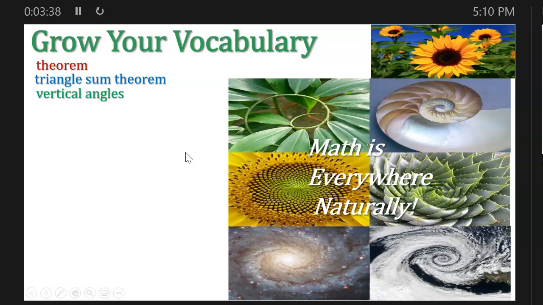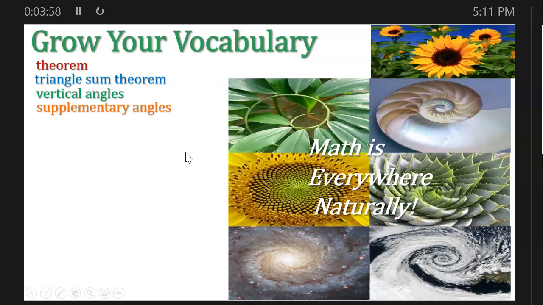Vertical angles are those angles that are across from each other on an intersection. They are not adjacent to one another. So in other words, they do not share a side, but they do share a vertex point, which is the corner of your angle, that little point there at each corner.